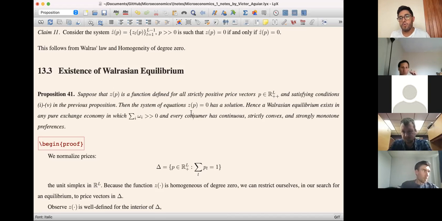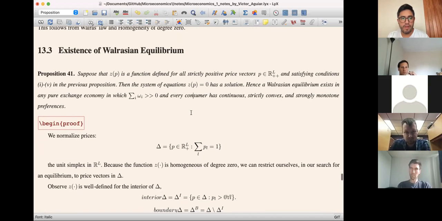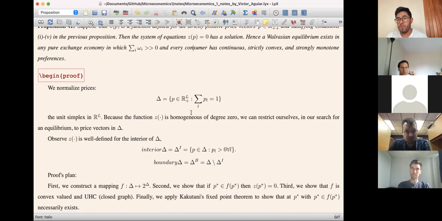Now, with all that, trying to get out of the dryness of the result, let's do just the casting in the fixed point setup. So first of all, we're going to normalize prices. Remember, prices can be changed because of homogeneity of degree 0. So I'm just going to normalize it in the following way: I'm going to make it such that the summation of the prices is equal to 1.